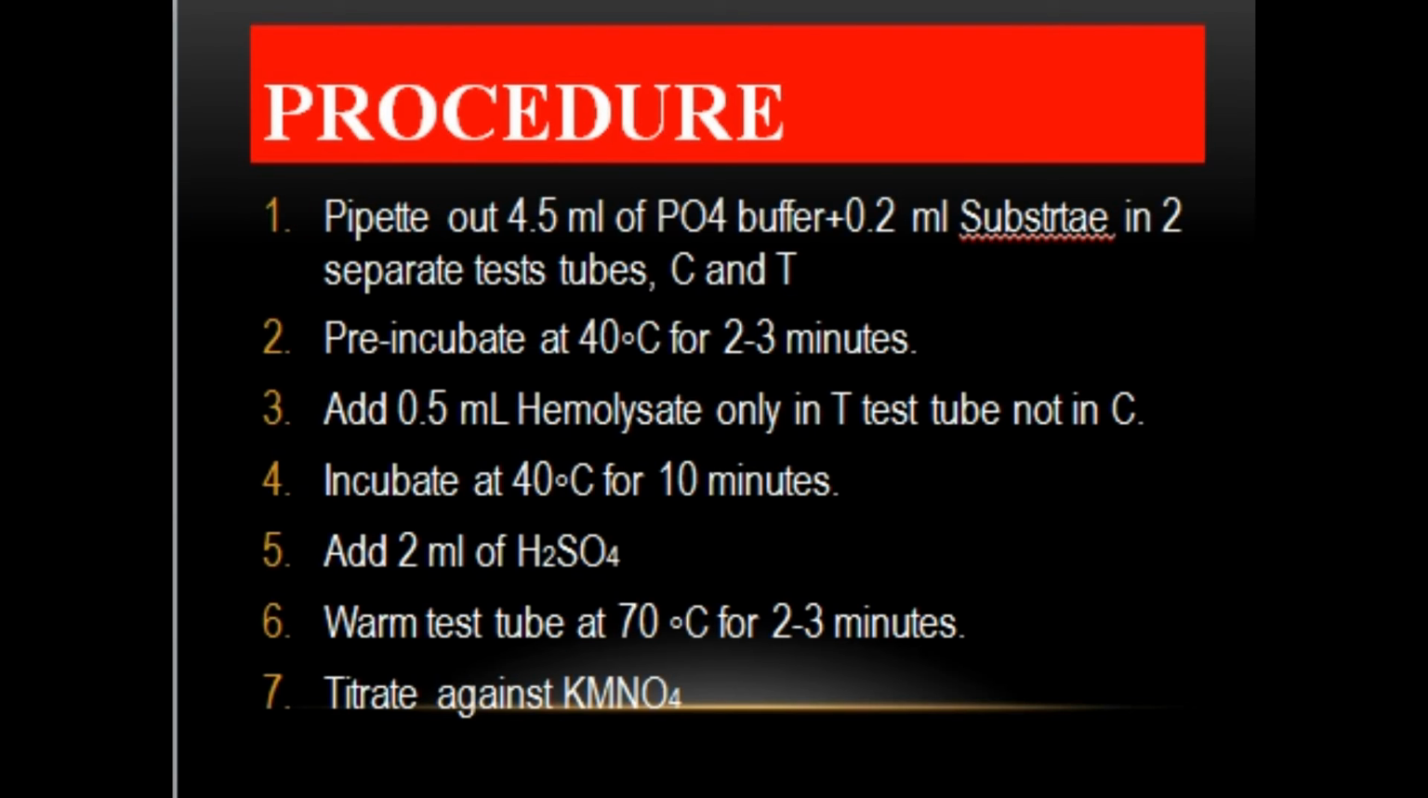What is the procedure? We will pipette out 4.5 ml of phosphate buffer and add 0.2 ml of the substrate in 2 test tubes. They are initially marked as T test tube for test and C test tube for the control. Buffer should be added and substrate should be added in both test tubes.